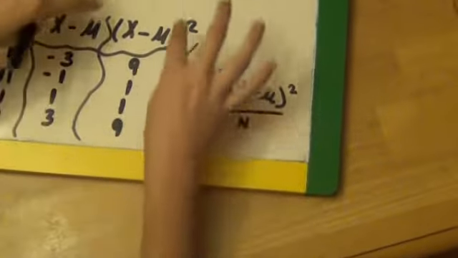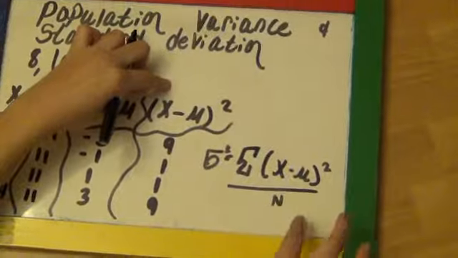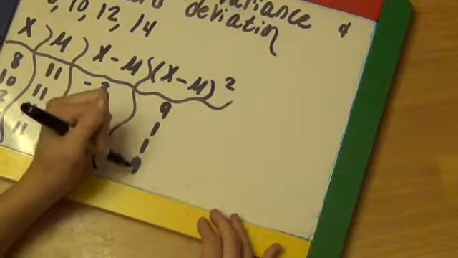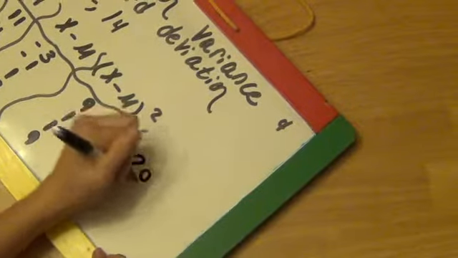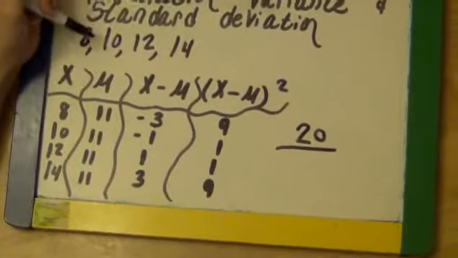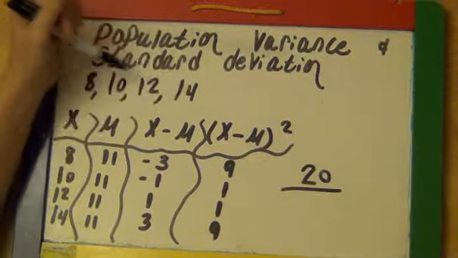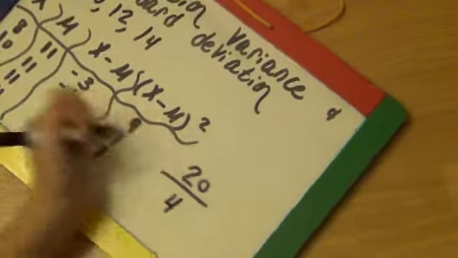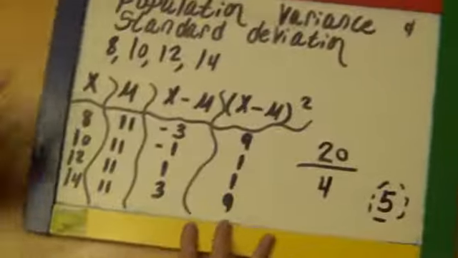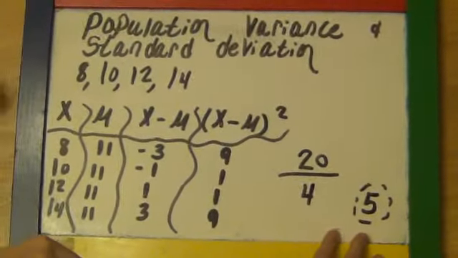For population variance, we will take the sum of this column and divide it by n. So we are going to add up the numbers in this column. 9 plus 9 is 18, plus 1 is 19, plus another 1 is 20. Our n in this scenario is the number of items that we have in our set. We have 4 numbers in our set, so we will divide by 4. So our variance for this particular population problem is 5.